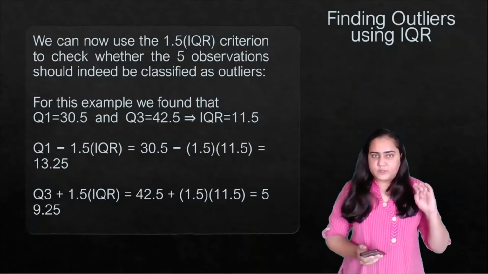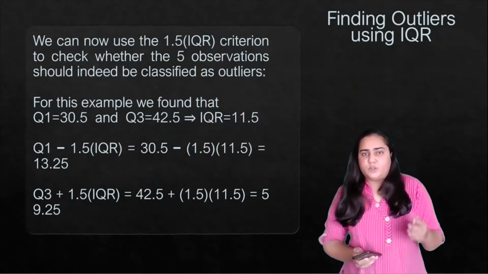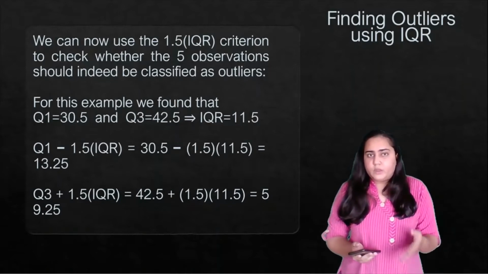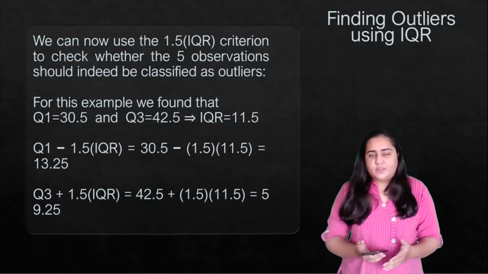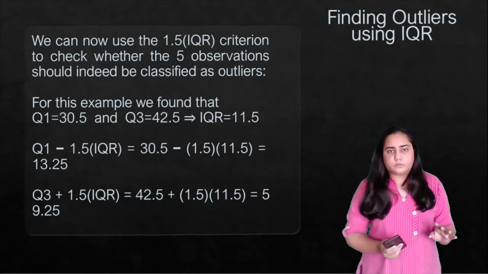So we got two values, 13.25 and 59.25. So what we mean to say is anything that lies between these two values is not an outlier, but anything that lies beyond that is an outlier. Let me show that to you.